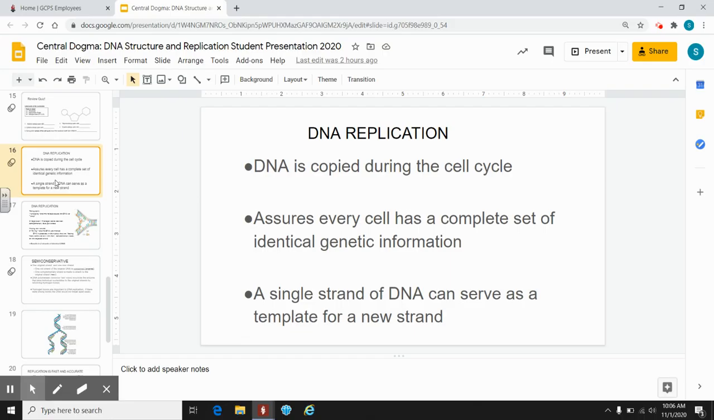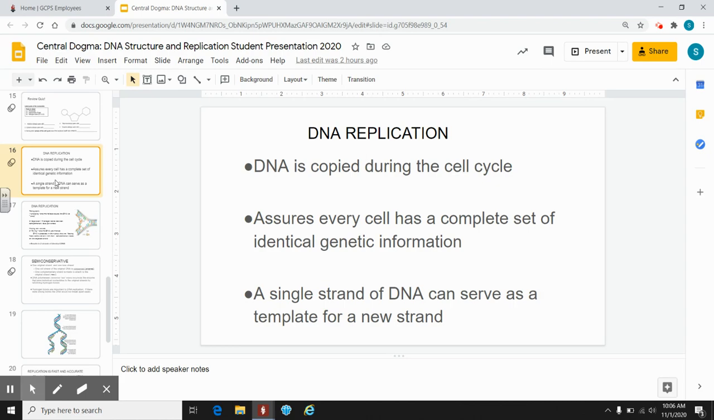So even though we've said this at the beginning of the lecture, remember that DNA is replicated, copied, during the cell cycle. And we do this because we want to make sure that every divided cell, body cells, are going to have that complete set of identical genetic information so that they look and function exactly the same. And a single strand of DNA can serve as a template for a new strand. And that's what we're going to talk about.